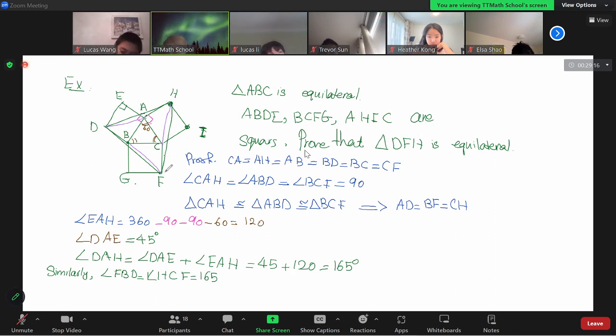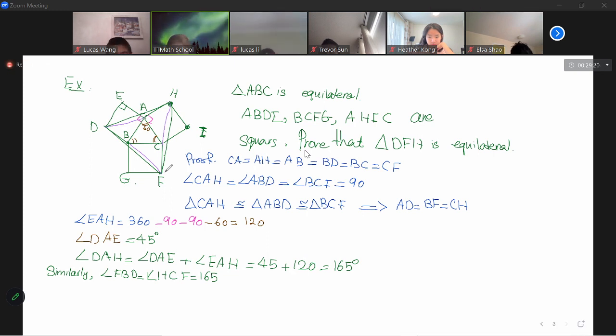HCF. Okay, good. So why am I doing this? Now I have something to say. I can look at three triangles: triangle DAH, triangle FBD, and triangle HCF. This is one triangle here. We have HCF, these small triangles. They're very narrow, small triangles, right? These three triangles are actually congruent.